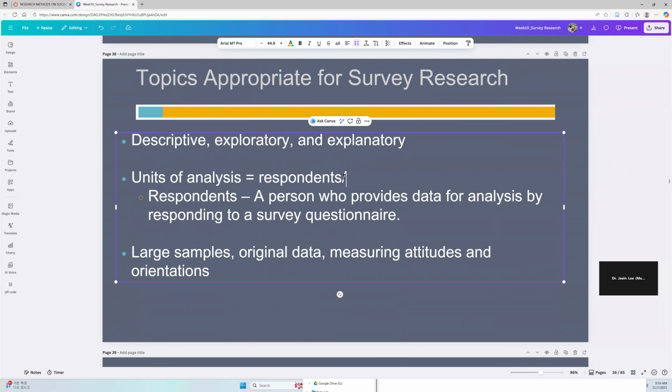Usually, the survey questions are asked to each person. So respondents, or individuals, in terminology, we say that a person who provides data for analysis by responding to a survey questionnaire. Usually we collect a large sample of original data, measuring attitudes and orientations of the people.